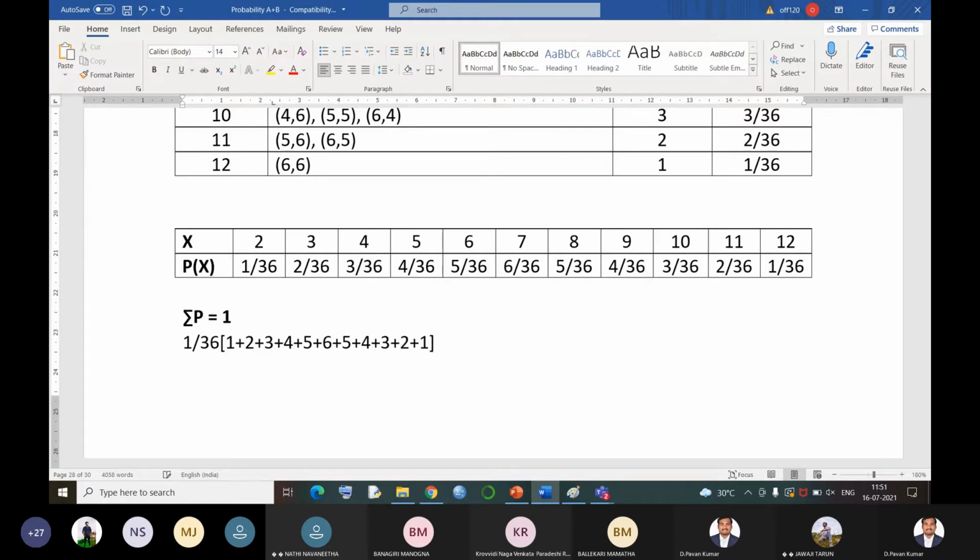Now if you add all these numerator values, we will definitely get the answer as 36. See, 3, 6, 10, 15, 21, 26, 30, 33, 35, and 36. So it is 36 divided by 36. Since total probability is equal to 1, hence it is a probability distribution function. Now we can continue further with the calculation part.